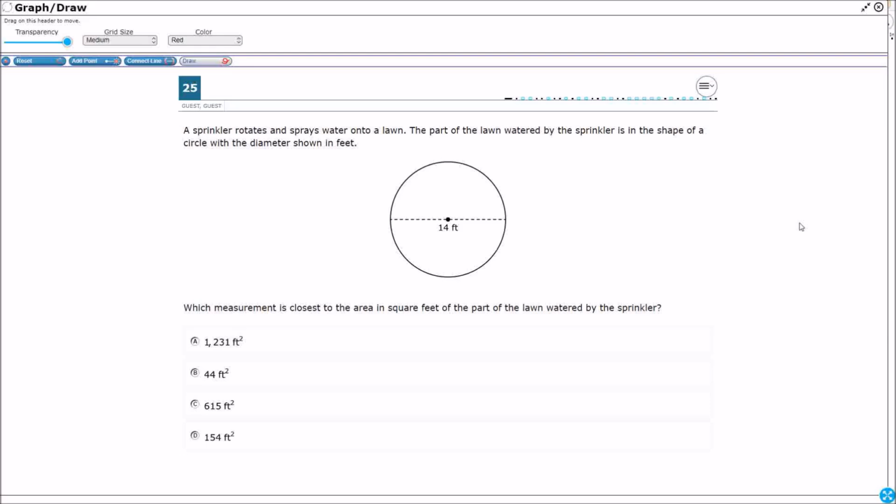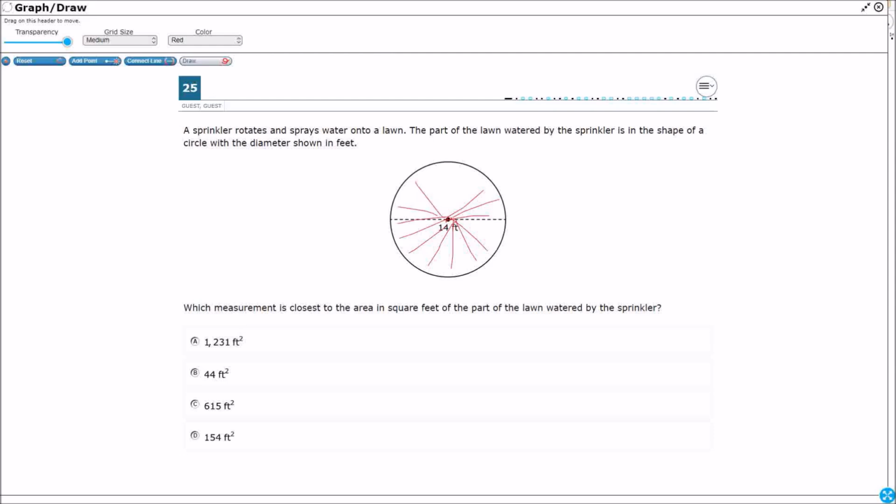All right, so we have a sprinkler rotating, spraying a lawn with water, and we got the shape of a circle, the diameter. So it looks like we got our sprinkler here, and it's just kind of shooting out water like this in a 14-foot wide circle. So we're looking for the measurement that's closest to the area, right? So really, we're just looking at the inside of this circle. And so how do we calculate that?